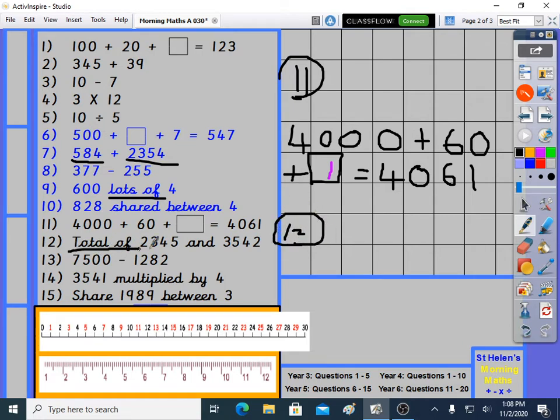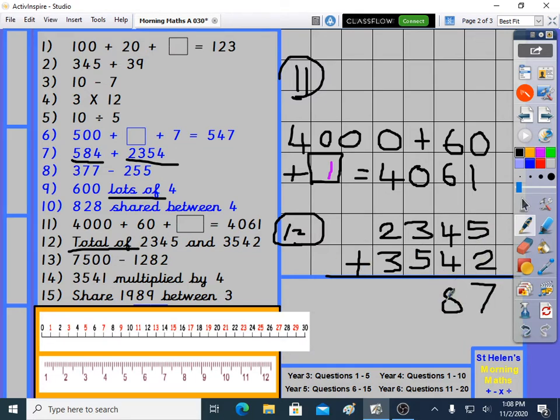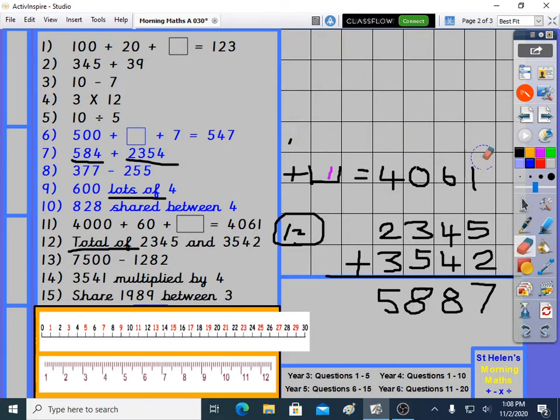Total means addition usually. Let's total these then, which means let's add these. So you could get an instruction, total these numbers. That just means add them up. 2, 3, 4, 5, 3, 5, 4, 2. Just checking I copied it down right. Well, this is an easy addition. Sometimes I'll chuck an easy one in, even in year 5 or 6, because we've got to be able to do easy things as well.